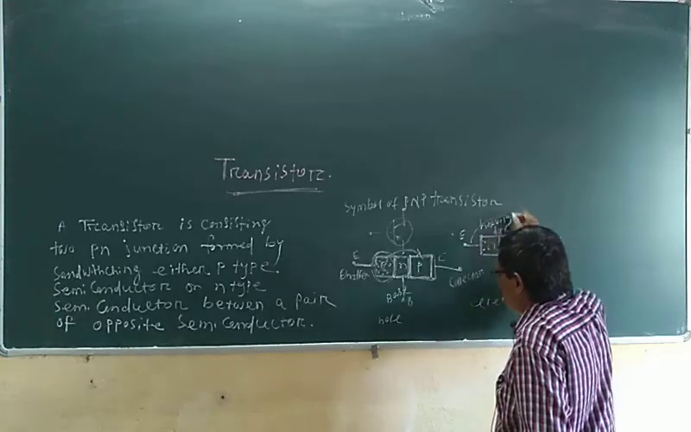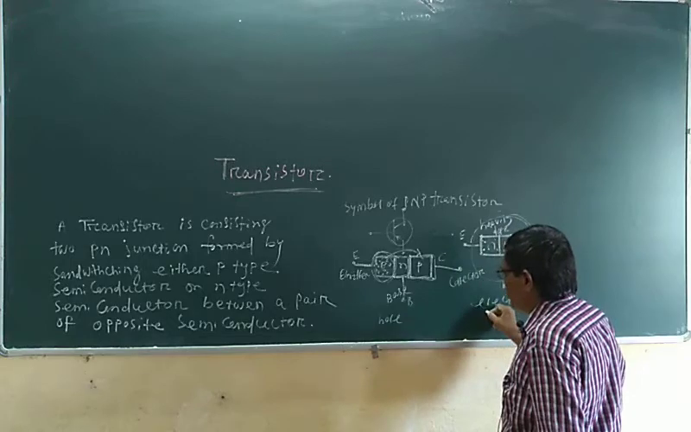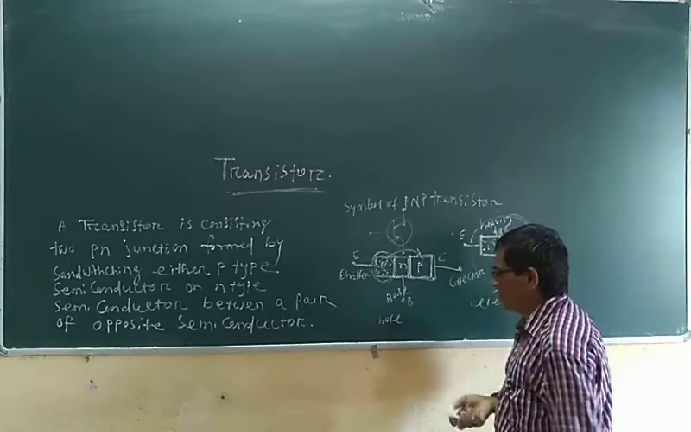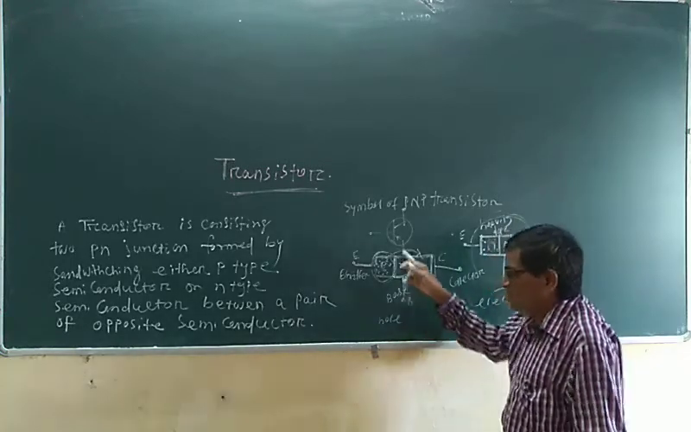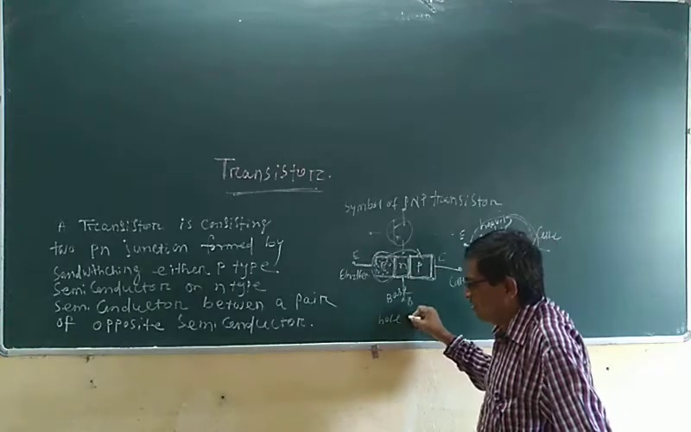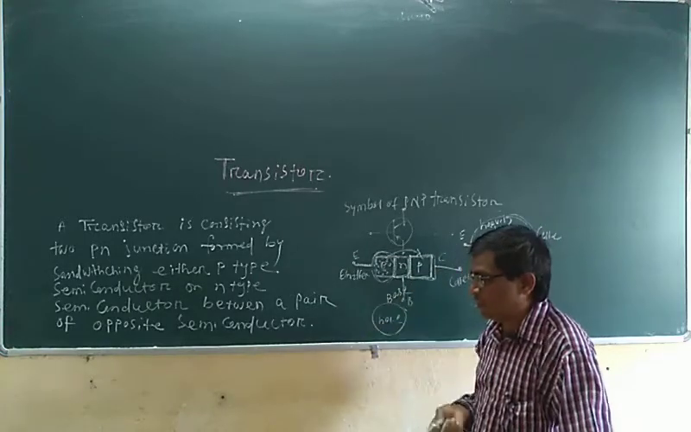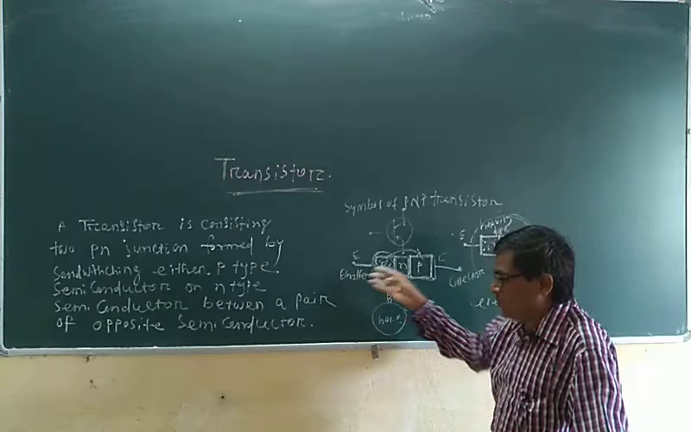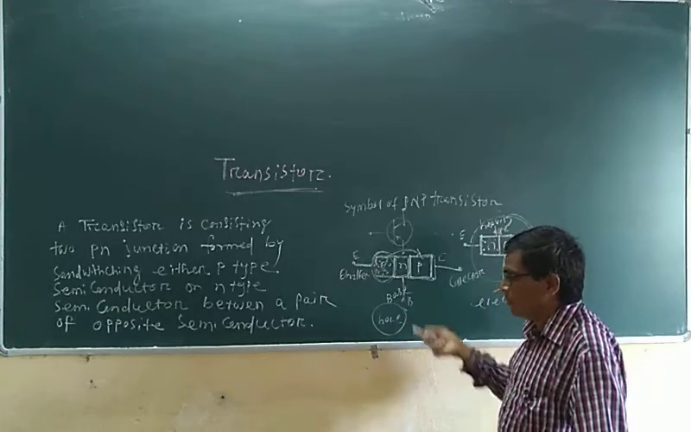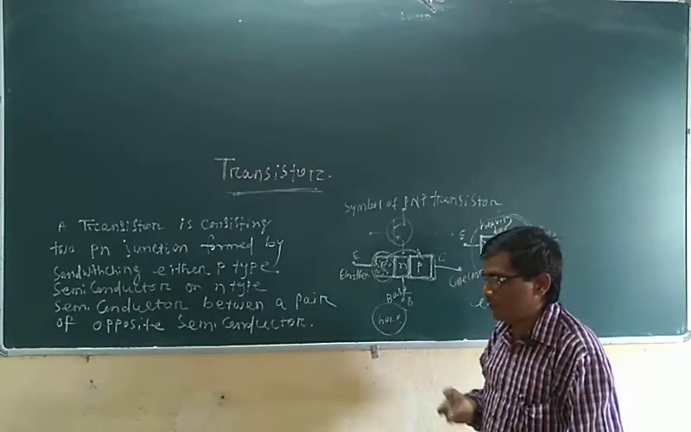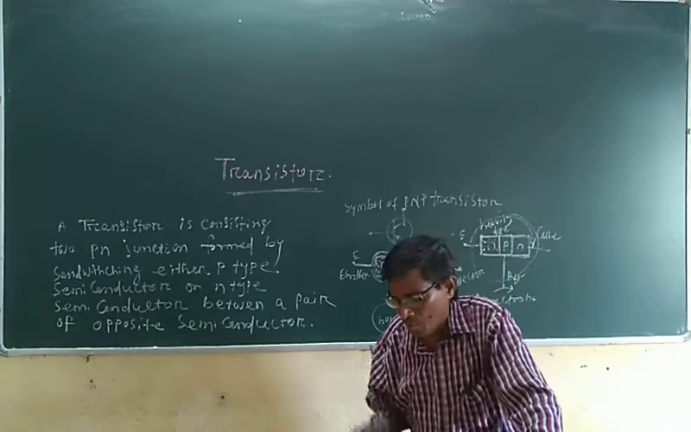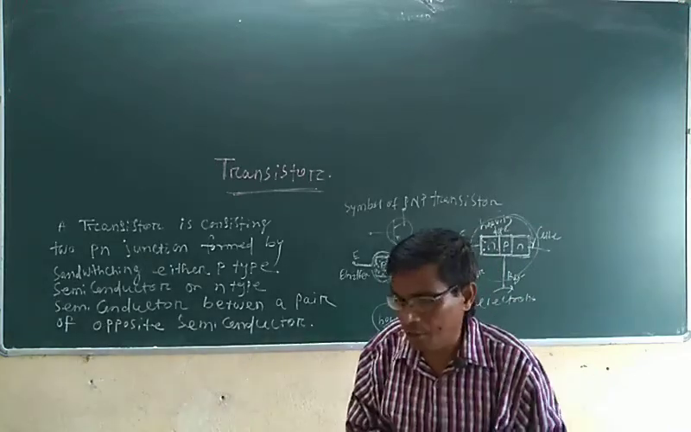Now in this transistor, the electrons are flowing from emitter to collector, but in a PNP transistor, the holes or positive charge particles flow from emitter to collector. Now the base layer is the controlling layer of both types of transistor.